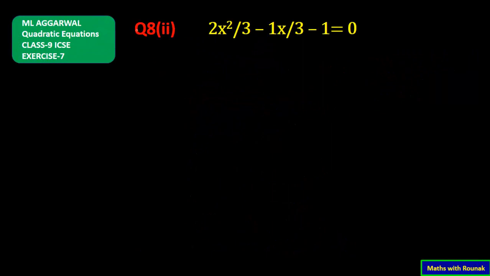Now let's start with question number 8, part 2 of M.L. Aggarwal quadratic equations from class 9. The question is 2x²/3 − x/3 − 1 = 0. So for making the calculation a bit easier, we have to remove 3 from here. We can do that by multiplying both the sides by 3. If we multiply 3 with the LHS, we get this as the equation form, and if we multiply 3 with RHS, we get 0 into 3.